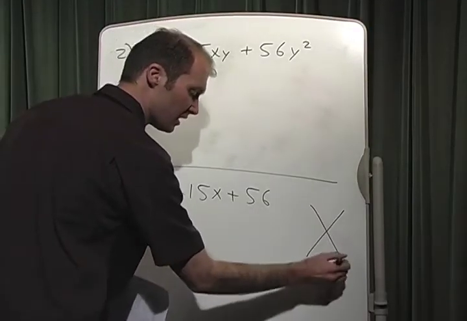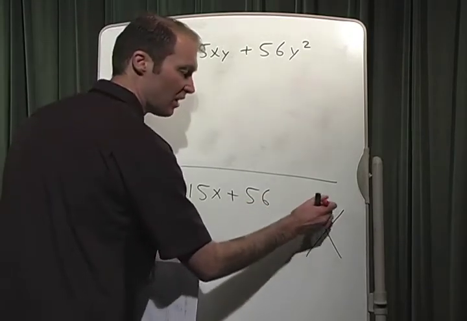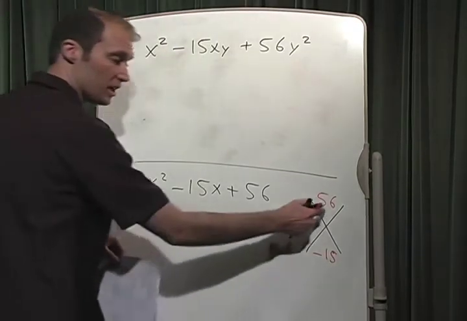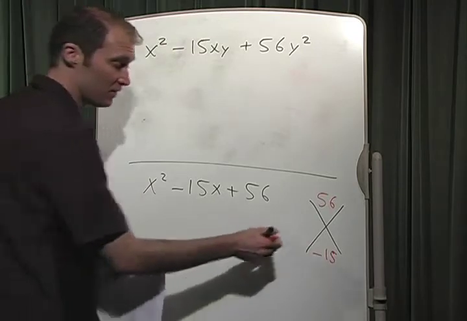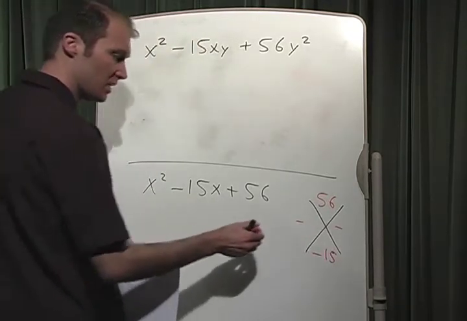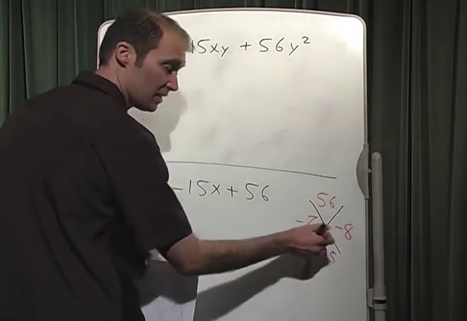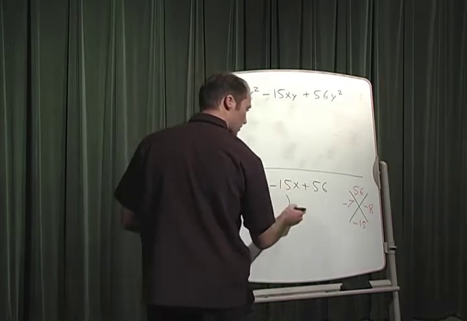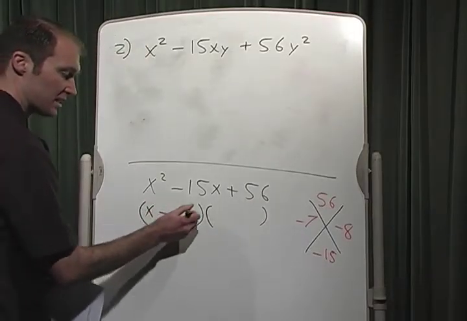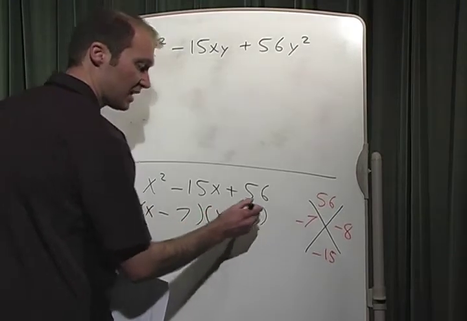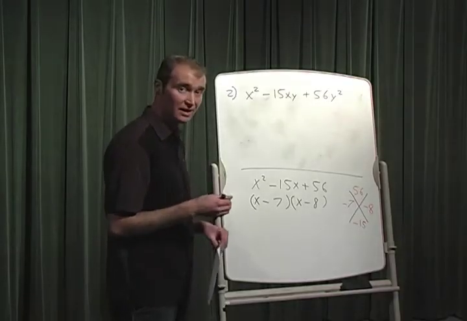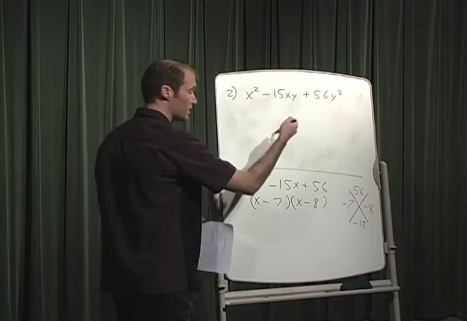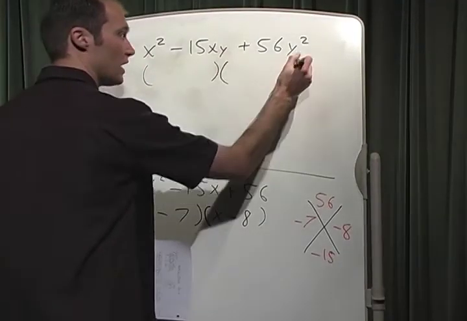You would say, okay, I'm going to put the 56 on the top, the -15 on the bottom, and I'm going to look for two numbers that multiply to 56 and add to -15. Well, it looks to me like -7 and -8 will do the trick. So based on that, I'm going to be able to factor this as x minus 7 times x minus 8. Now, here's the thing. The difference between this problem and this problem is just that this problem has more y's involved. Well, here's how I'm going to go ahead and factor.